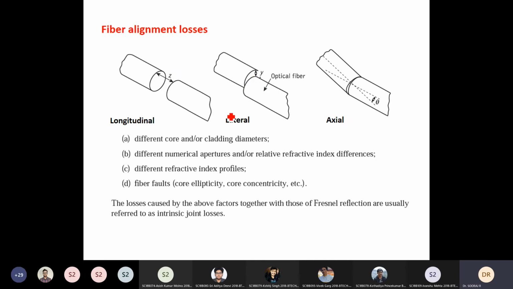You call it the lateral misalignment. Whereas in these two cases, their axes are not aligned properly, so you call it the axial misalignment. So you can have longitudinal misalignment loss, lateral misalignment loss, and axial misalignment loss.